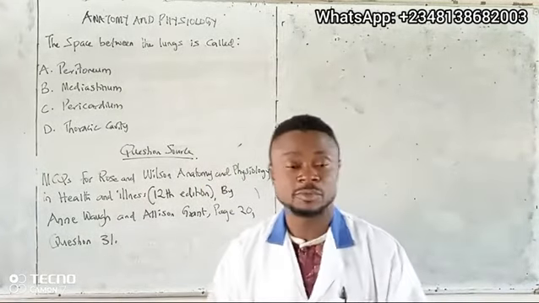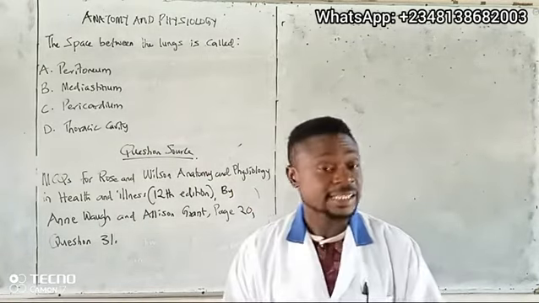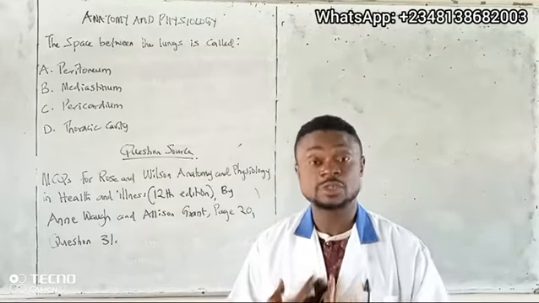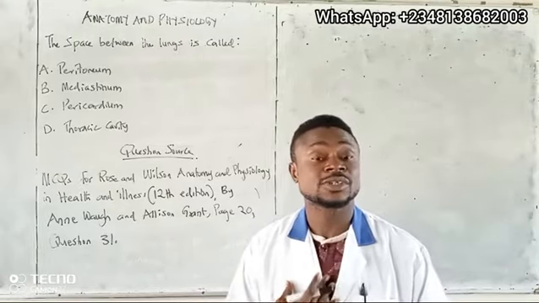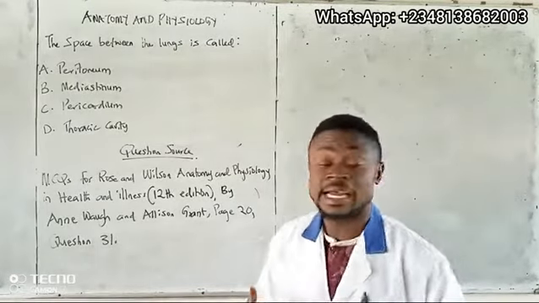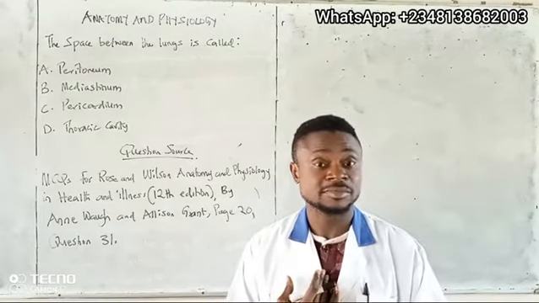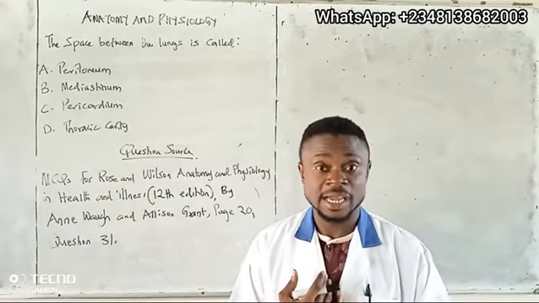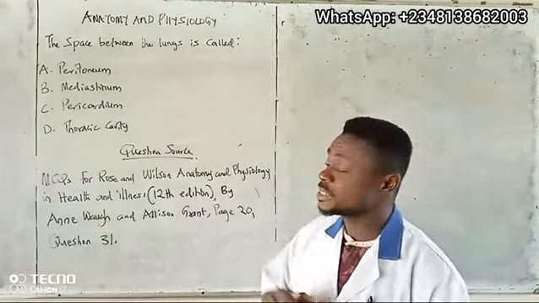Now, what is B? It says mediastinum. What is mediastinum? Mediastinum is actually the space between the two lungs. It includes the structures found there. The heart is located in the mediastinum, the esophagus is also located in the mediastinum, and the blood vessels. So this is what mediastinum is all about.